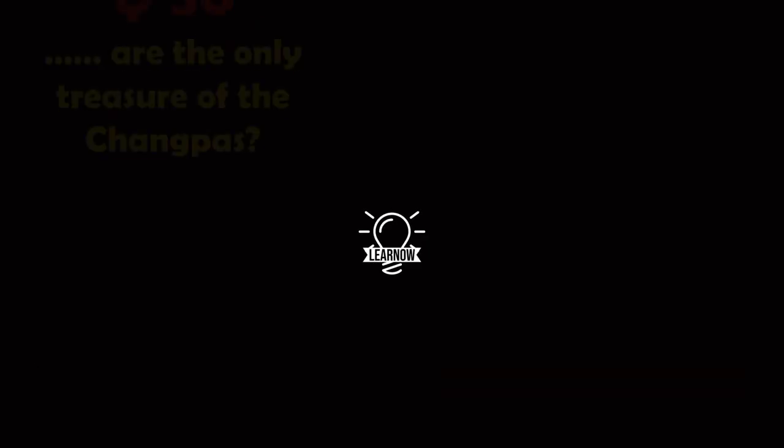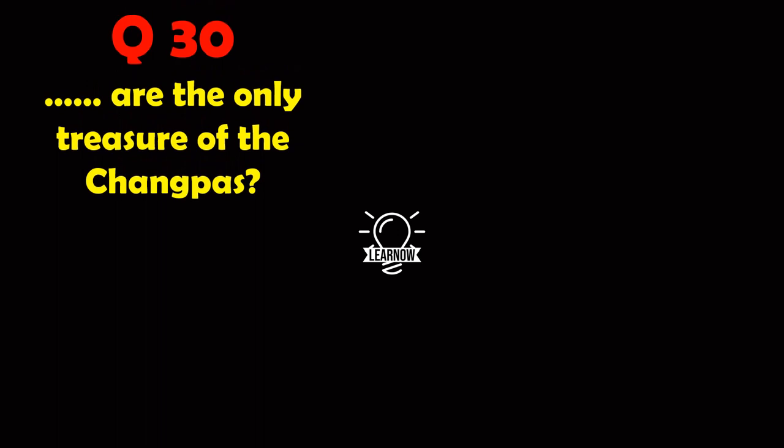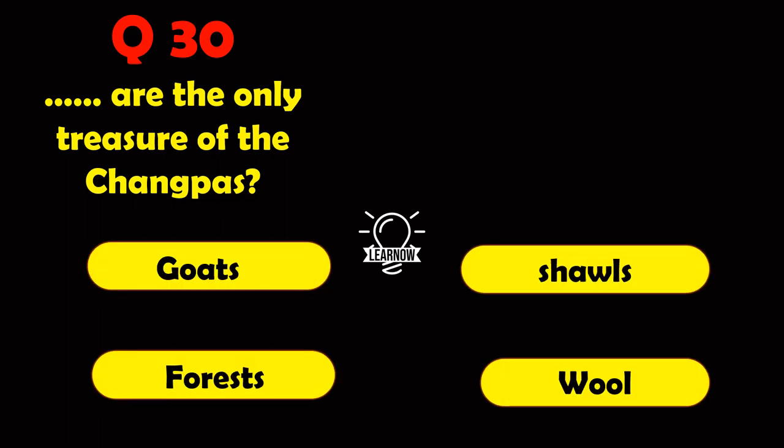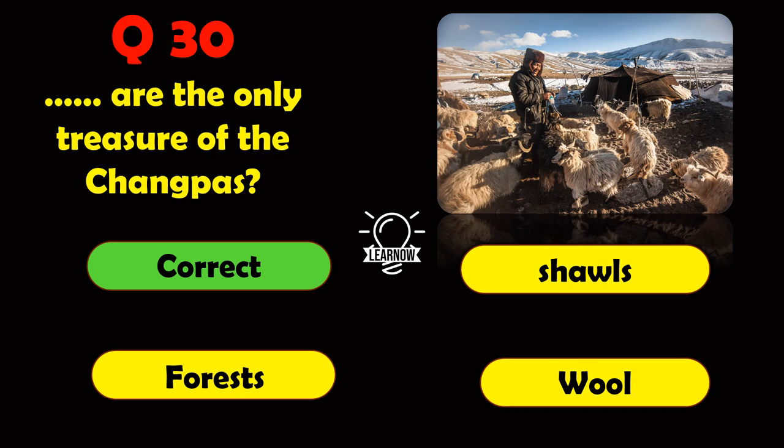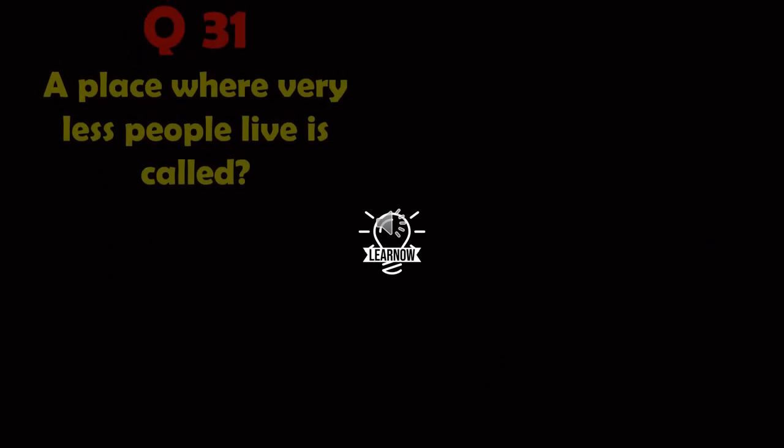Next question, question number 30. Dash are the only treasure of the Changpas. So we have to tell what is the thing that is called the only treasure of the Changpas. Here are the options: coats, shawls, forests, or wool. So as we all know, we have studied in the chapter that goats are the only treasure of the Changpas. Let's go to the next question. Before that, you can see there a Changpa with his goats.